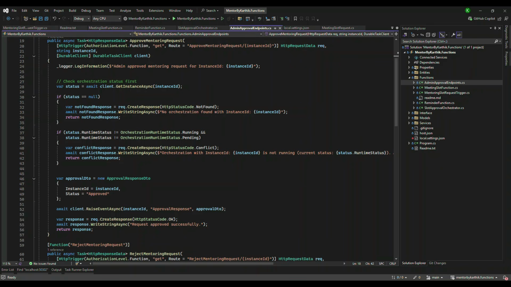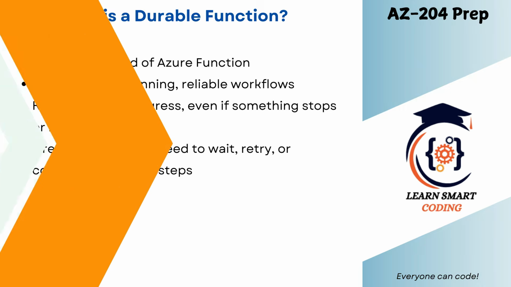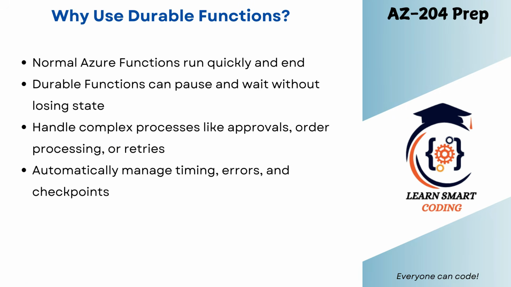But before I do so, we have to talk about the durable functions. So what is a durable function? It's a special kind of Azure function that helps with long running and reliable workflows. This also keeps tracking of the progress even if something stops or restarts. And this is a great way of doing a retry or wait according to the multiple steps. We use this durable function because normal Azure functions run quickly and have to end. Only a durable function can pause and wait without losing the state. It can also handle complex processes like approval, order processing, whatever we were discussing. And it automatically manages the timing, errors, and checkpoints.